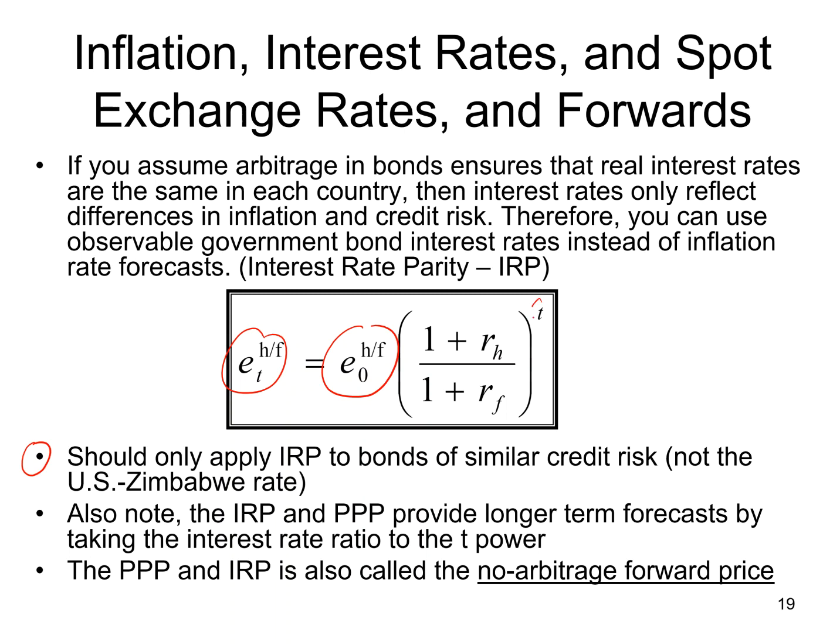Also notice, again, this is the T power, so if we wanted to know what happens to the exchange rate 5 years from now, we can just take the 5-year interest rate, the 5-year yield to maturity on the government bonds, to the 5th power. And these forecasts are also called no arbitrage forward prices. Okay, so that's either using the PPP model or the IRP model.